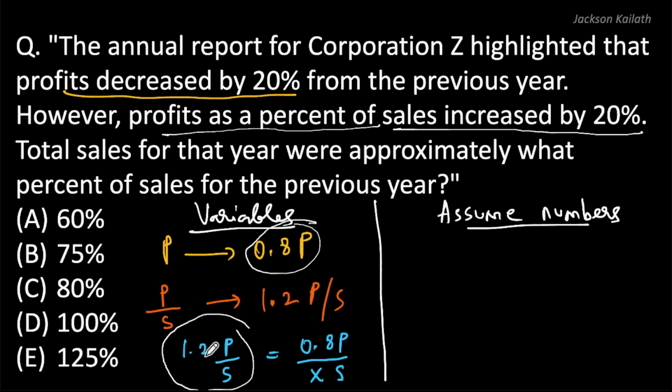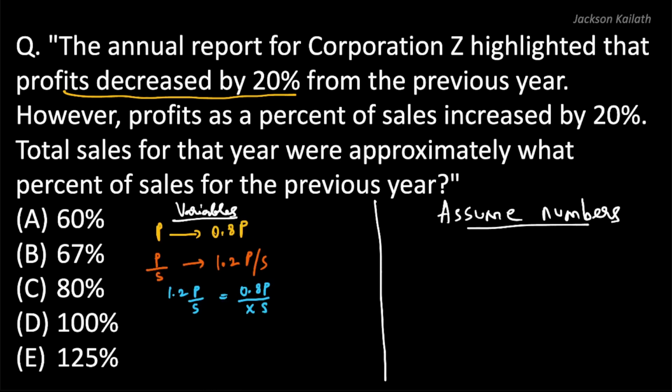Now, if I were to independently calculate P by S for the second year, I would take P for the second year and I know that that's 0.8 P. So that's how I have this over here. And then let's say the new sales is X times S, where S is the initial year's sales. So that's how I get this, right? So 1.2 times P by S is equal to 0.8 P by X into S. Now you just need to find X to solve this question. So let's make some space over here. All right.